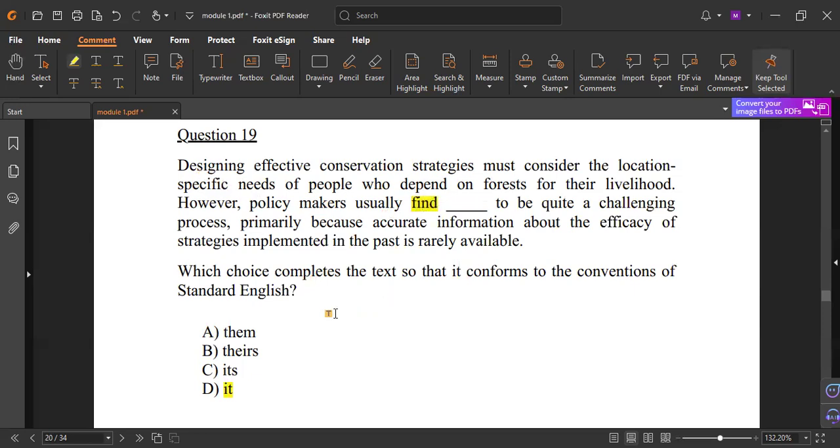And found what exactly? What is to be quite a challenging process? He describes something as a challenging process. A challenging process is singular, so it must be singular. Yes or no? Why not B? Because B is plural. Why not C? So here we know it's a singular. All right, so this means A and B are wrong. Why not C? Because after it we need a noun.